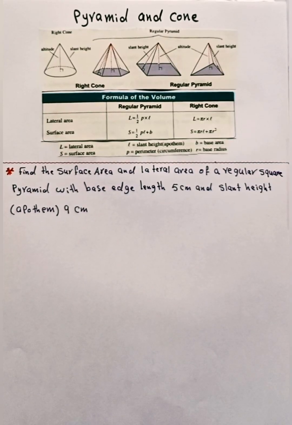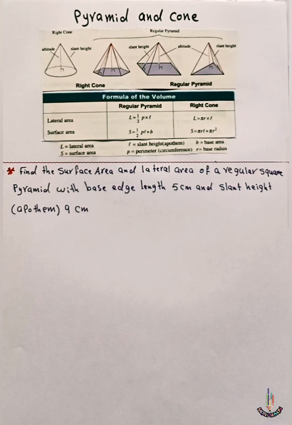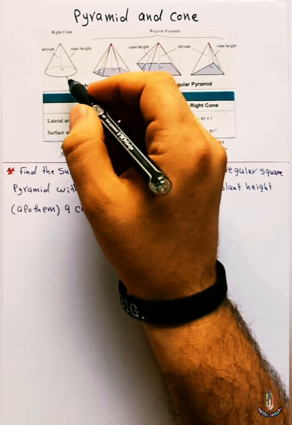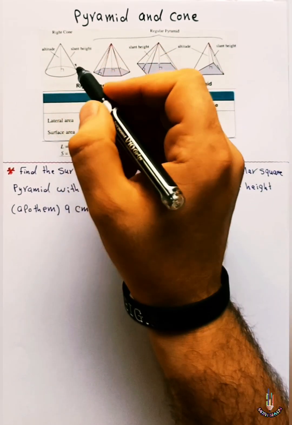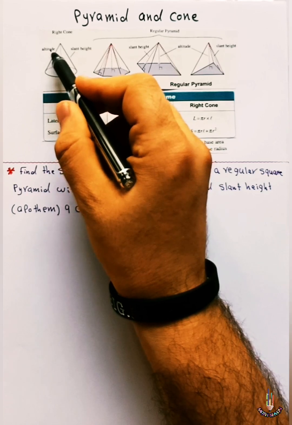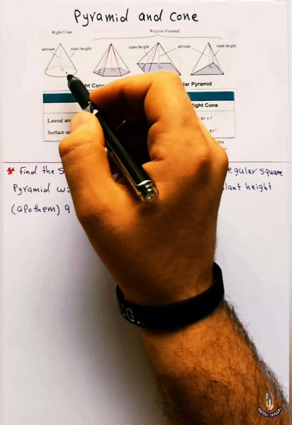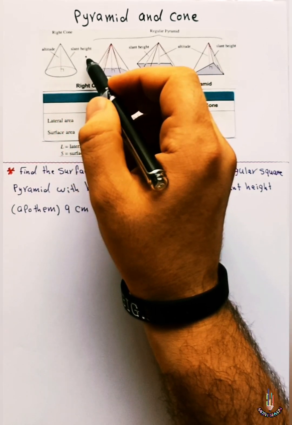Hello dear students, in this lesson I'm going to talk about pyramid and cone. In the first part of this lesson I will teach you how to find the volume for pyramid and cone. This figure is a right cone. In a right cone you have altitude. Altitude is the height of the right cone, and then we have a slant height.